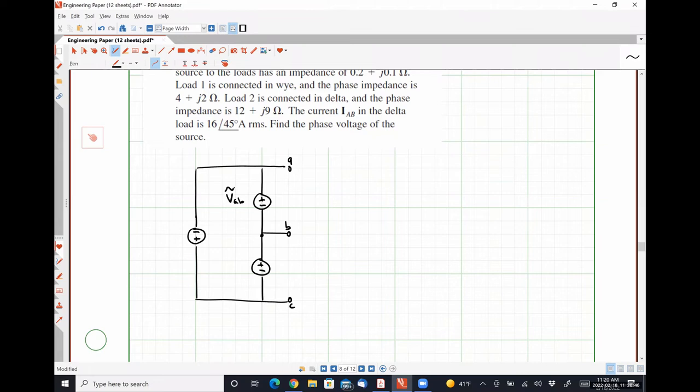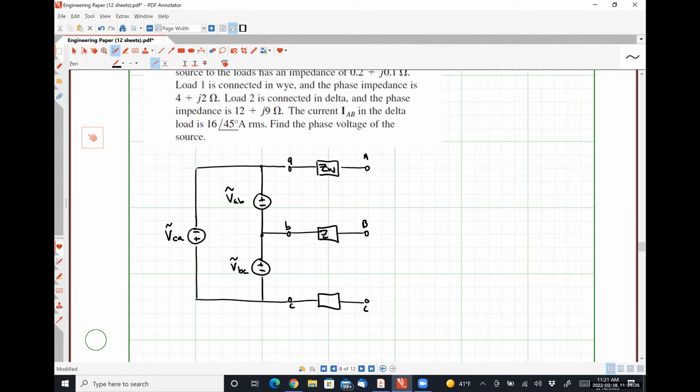So here we have VAB, here we have VBC, here we have VCA. So my delta connected source is a delta connected source. Nothing wild or crazy there. I have my transmission line. Again, nothing particularly crazy here. I'm going to go ahead and label these impedances as ZWs.